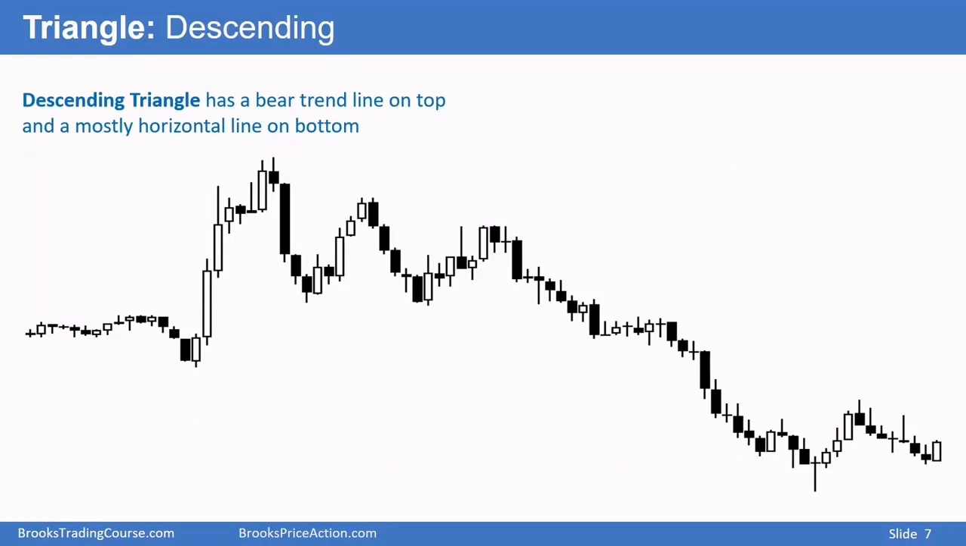A descending triangle, the bottom of the channel is flat and the top of the channel has lower highs, a bear trend line. Reversal down, reversal down, reversal down here or here, so it's a triangle. I have 3 pushes down. That means there are always at least 2 pushes up. Again, I start using here and this to draw a line.